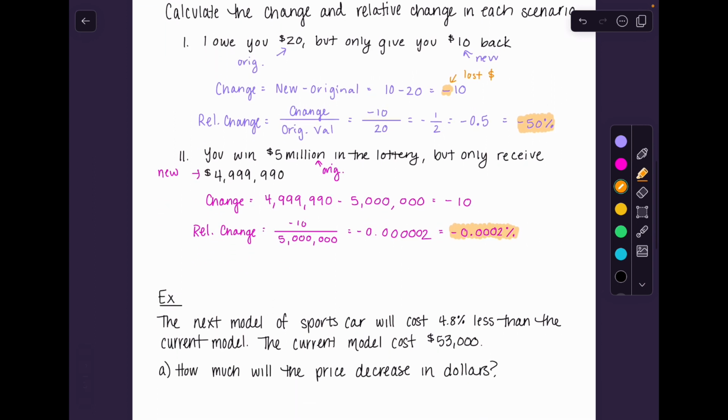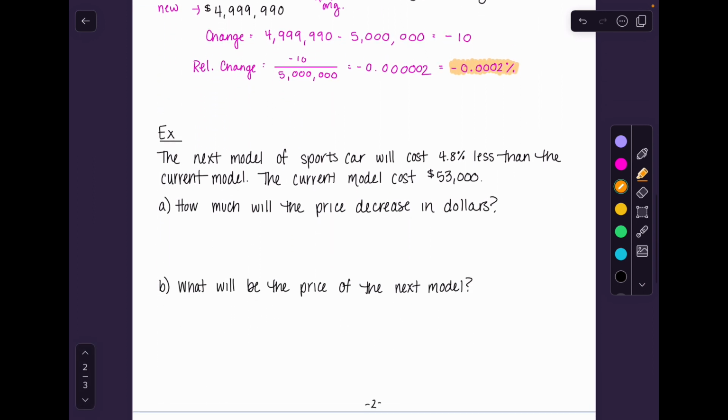So when you're thinking about working with cars, for example, we're going to do an example now where next year's model of sports car is actually going to go down a certain percentage. And we just want to figure out what it's going to go down by, and then also what the price of the model is going to be. So the next model of a sports car is going to cost 4.8% less than the current model. The current model costs $53,000. We want to figure out first, how much will the price decrease be in dollars?